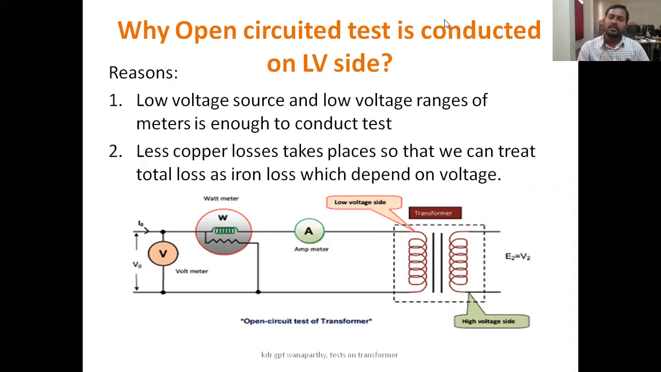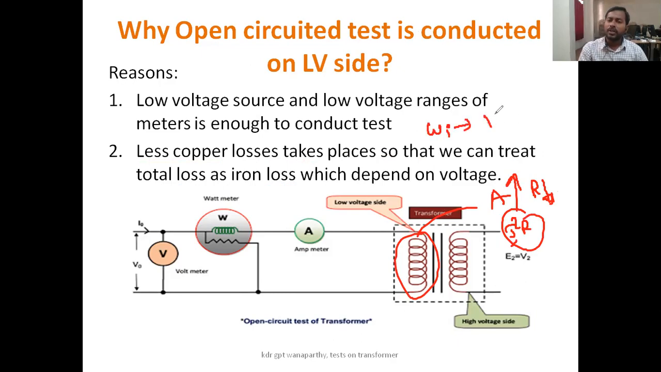And the next one is, if you conduct the test on this LV side, less copper loss takes place, so we can treat the total losses as iron losses, which depend on voltage. This is the LV winding, which has a larger cross-sectional area, so its resistance is less. As resistance is less, the I squared R losses are very small. So what remains is the iron losses, which depend on voltage.